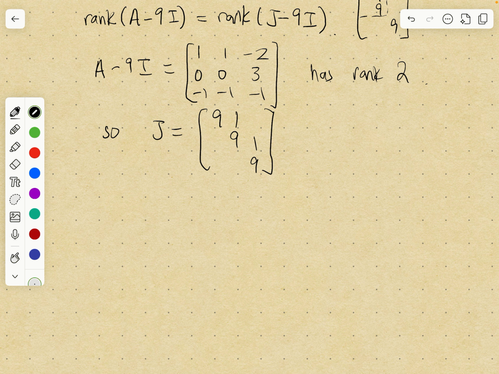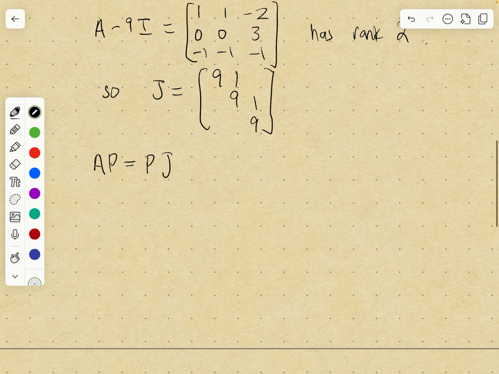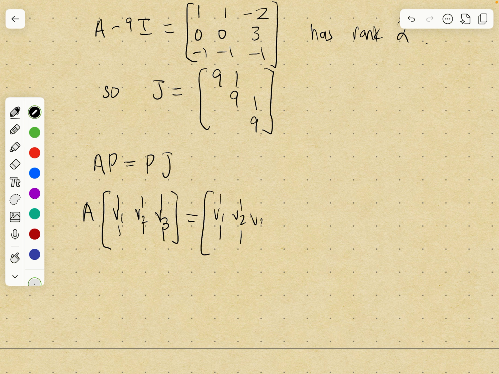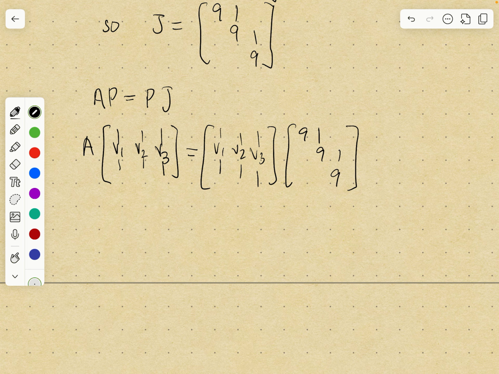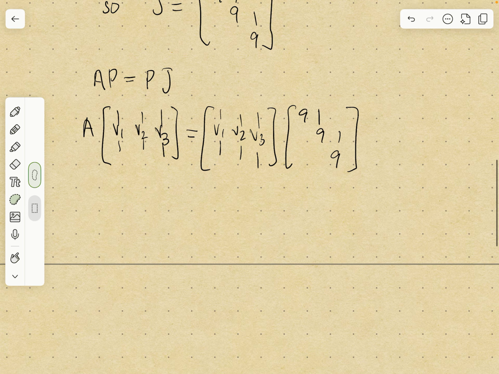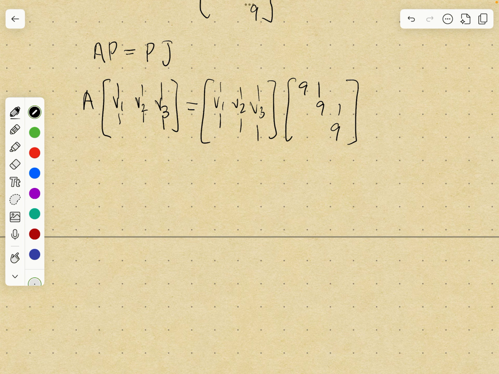Well, the idea is, if you watched my video on the 2x2 case, we have AP equals PJ. And so if we denote the columns of P by V1, V2, and V3, we have A times that equal to this times J, which is this. And now we multiply the matrices together, column by column. The columns of this matrix are equal to the columns of that matrix since they're the same matrix.